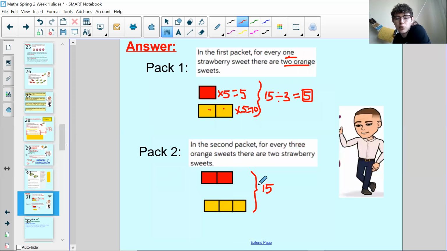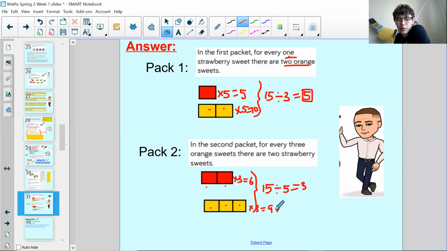And in pack 2, we'll do the very same thing. So we'll count up how many. We've got 1, 2, 3, 4, 5. So this time we'll do 15 divided by 5, the amount here, which equals 3. So it's the other way around. So now we can times each of these parts by 3. So 2 times 3 gives us 6 strawberry sweets, and 3 times 3 gives us 9 orange sweets.